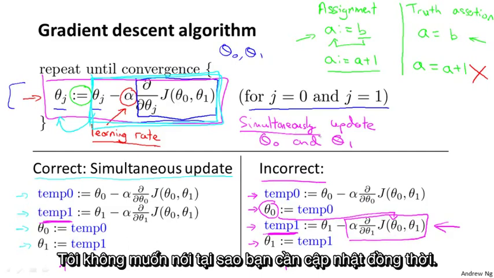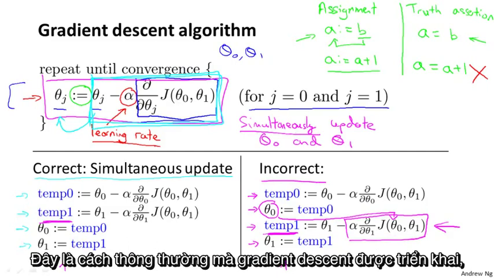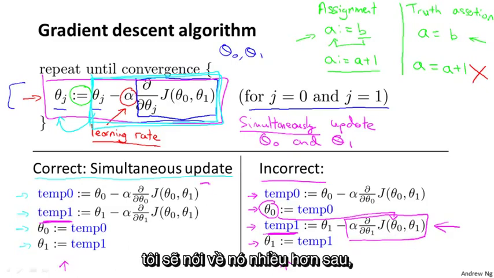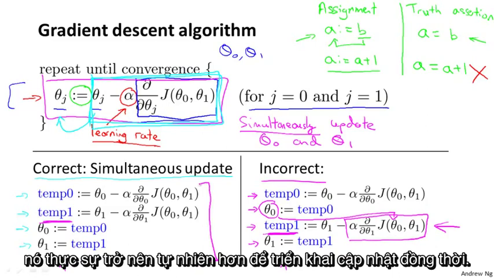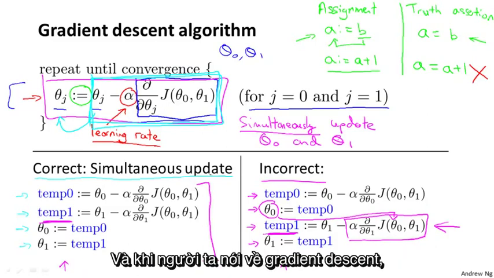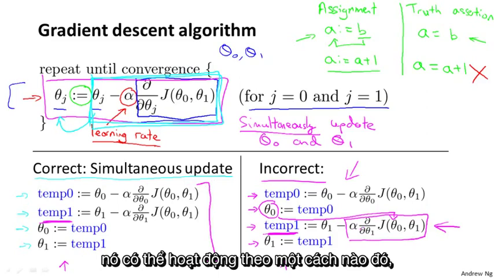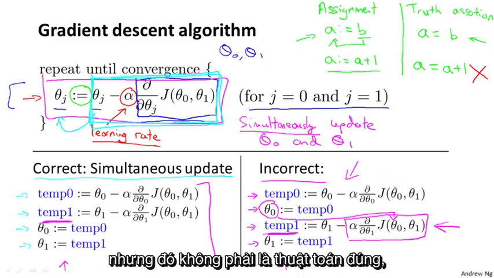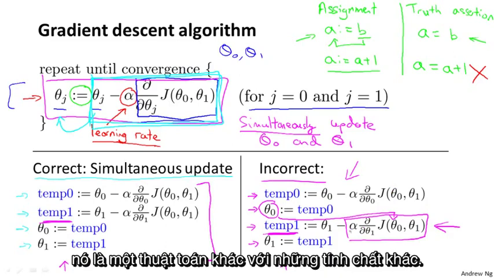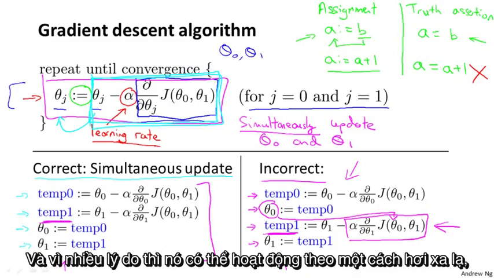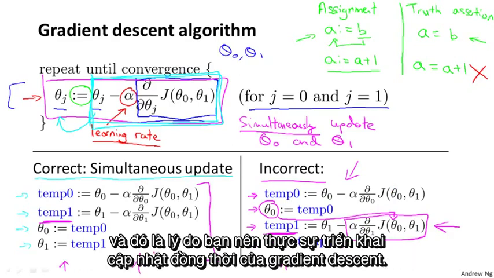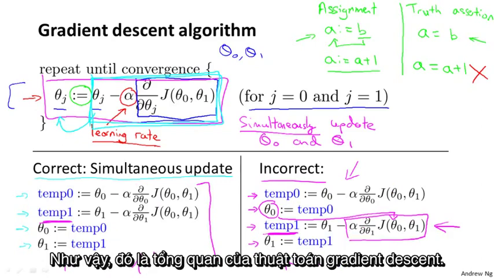Okay? So I don't want to say why you need to do the simultaneous updates. It turns out that the way gradient descent is usually implemented, which we'll say more about later, it actually turns out to be more natural to implement the simultaneous update. And when people talk about gradient descent, they always mean simultaneous update. If you implement the non-simultaneous update, it turns out it will probably work anyway, but this algorithm on the right is not what people refer to as gradient descent, and this is some other algorithm with different properties. And for various reasons, this can behave in slightly stranger ways. And so what you should do is really implement the simultaneous update of gradient descent. So that's the outline of the gradient descent algorithm.